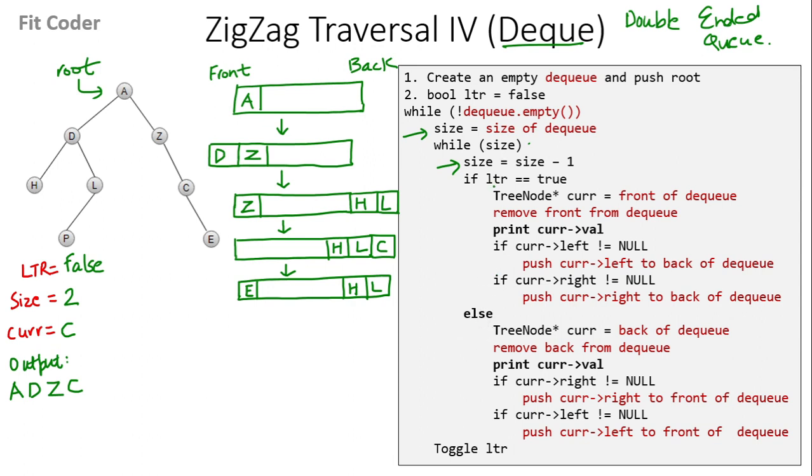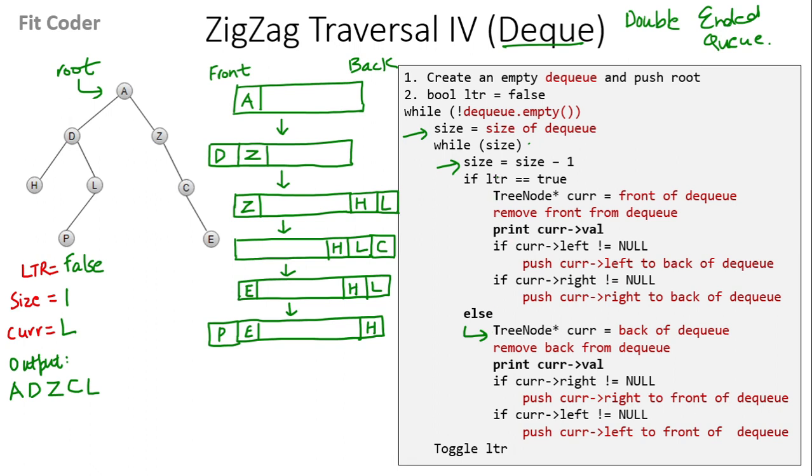Then we again come here, while size is greater than 0, we decrement the value of size, we check the value of LTR, and we come in the else part. Current becomes equal to back of deque, which is L. We remove back from deque, we print the value of current, and we check right of L. Right of L is null, and then we check left of L, which is P, so we push P to the front of deque.